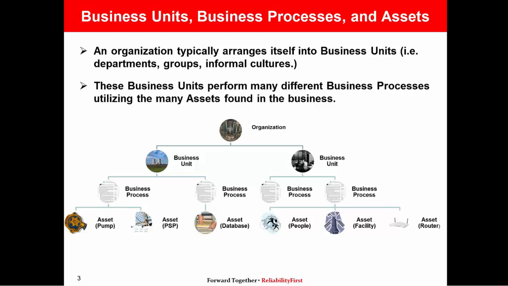What we have here is an illustration of the overall organization. We have two business units, one identifying potential 693 NERC reliability standards, and one business unit applicable to SIP NERC reliability standards. Underneath each of those business units, there are supporting business processes, and under those business processes are applicable assets that those business processes refer to.